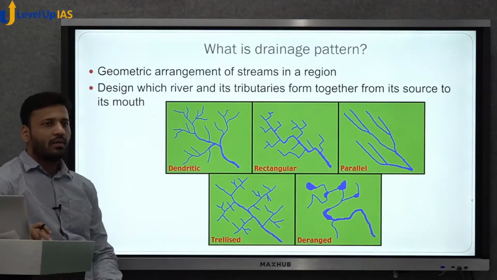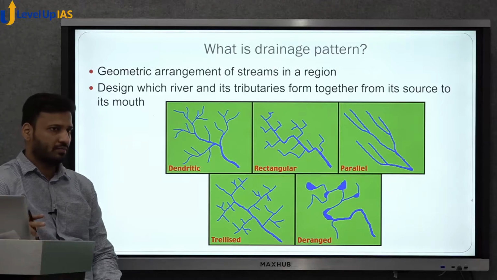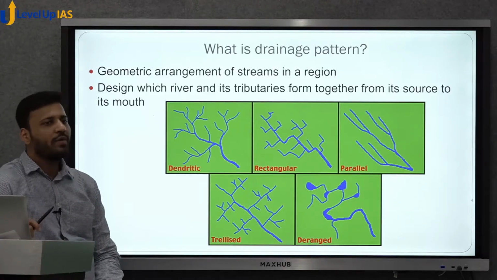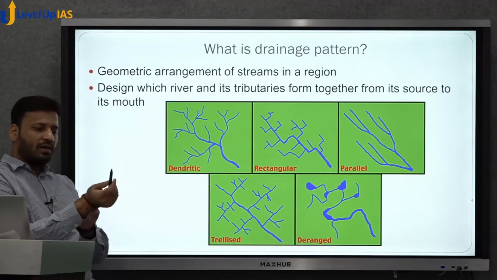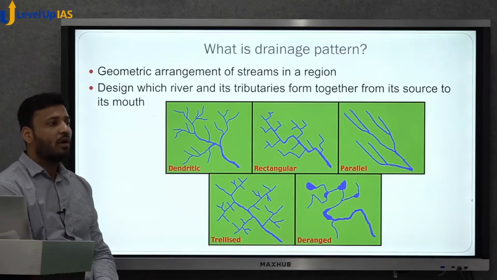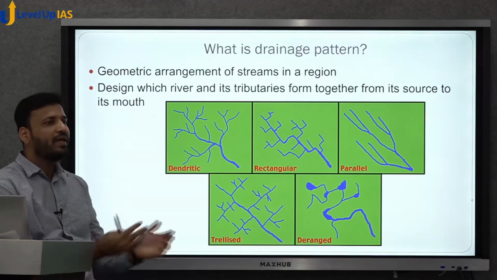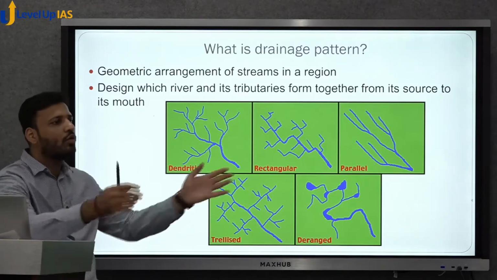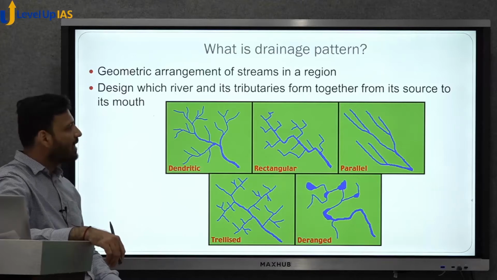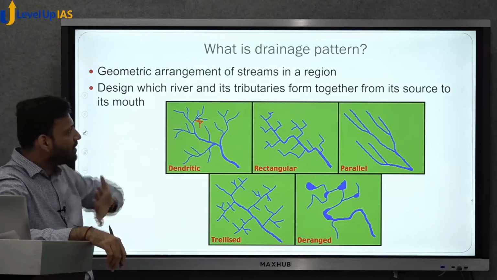Now, based on this, let us understand drainage pattern. What do you mean by drainage pattern? Drainage pattern means it is a geometric diagram or pattern formed by the rivers and their tributaries when they meet with each other or when they flow on the land. The type of diagram they form is called a drainage pattern.